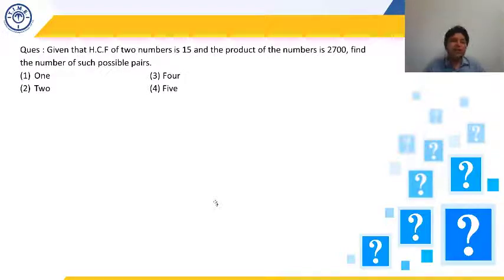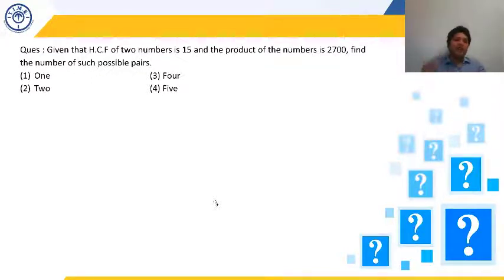Okay, let's start solving it. Just read the question once again along with me. The question is saying, given that the HCF of two numbers is 15 and the product of the numbers is 2700, find the number of such possible pairs. So how many pairs of numbers are possible whose HCF is 15 and their product is 2700, which has been asked in the question.